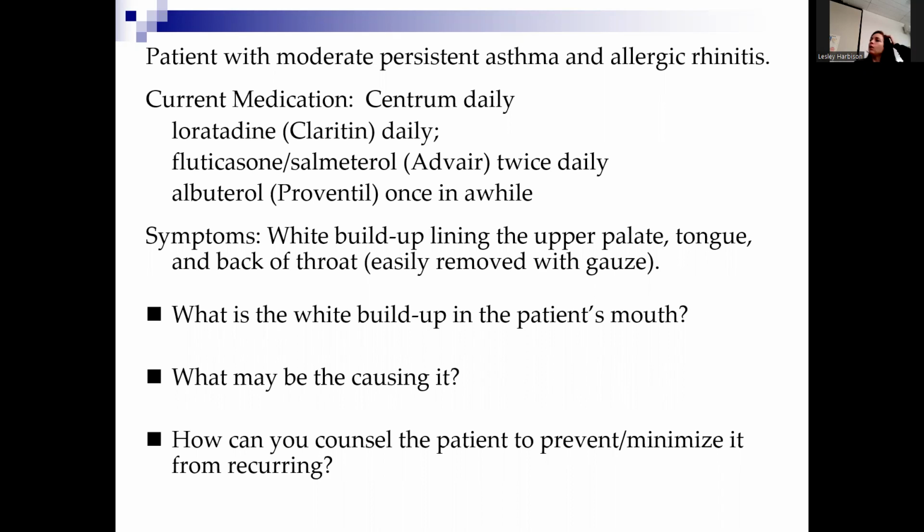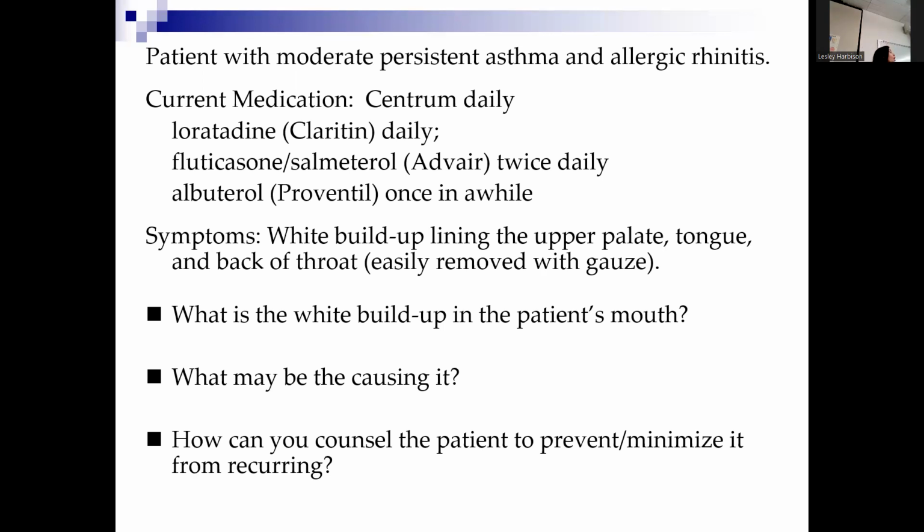So here's a couple cases. A patient with moderate persistent asthma and allergic rhinitis. Their current medications: they take a daily vitamin, Centrum, loratadine or Claritin daily, and then they take Advair twice a day and albuterol once in a while. So since they're on Advair, what does that kind of put in your mind as to their level of asthma? Oh, it even says it in the question. But yes, moderate persistent.